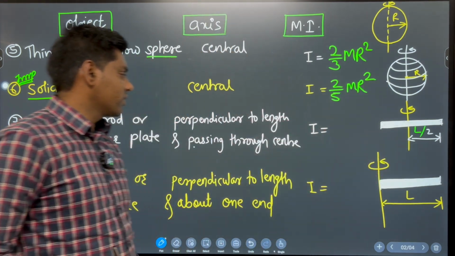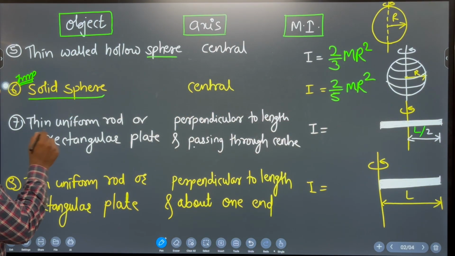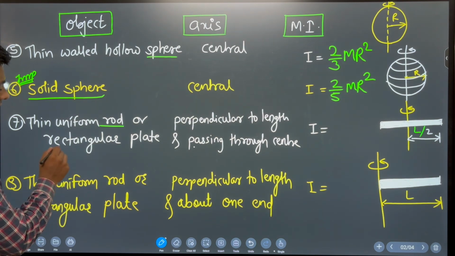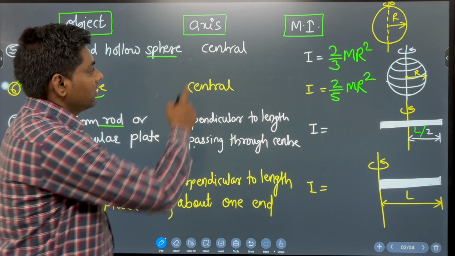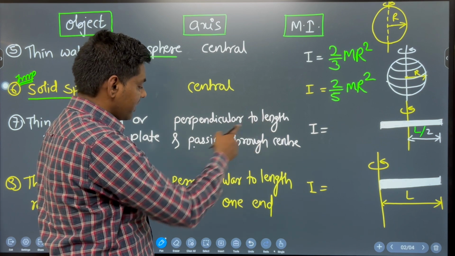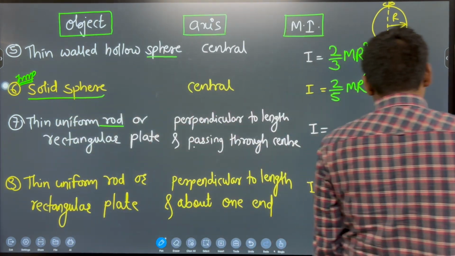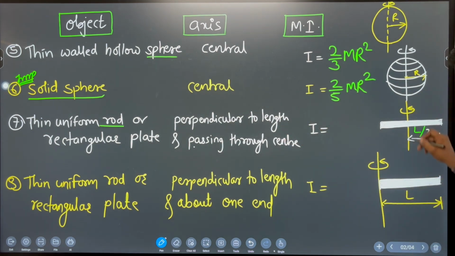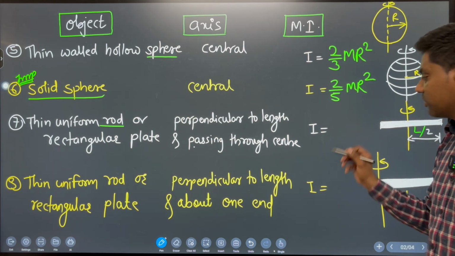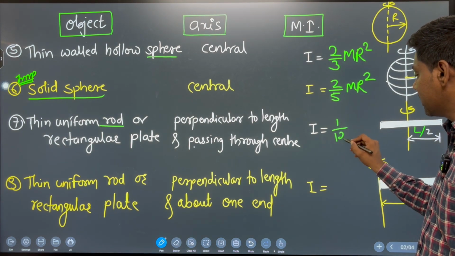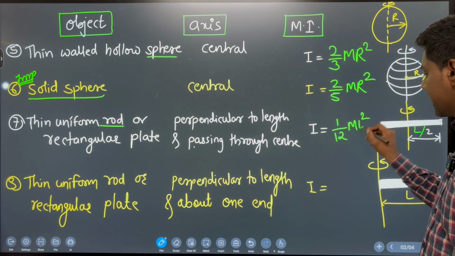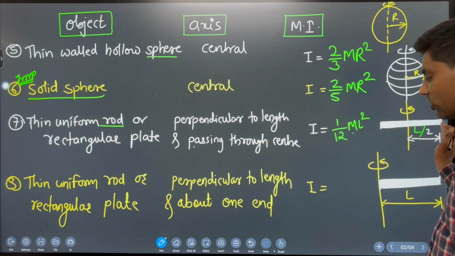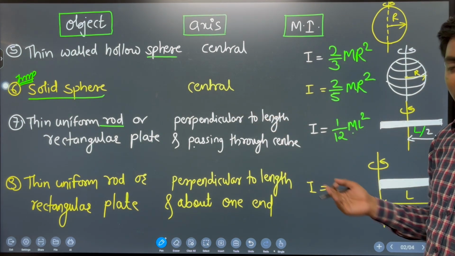So next shape is the thin uniform rod or rectangular plate, whenever the axis is perpendicular to its length and passing through its center. Now this is the diagram of the thin rod or rectangular plate. We consider that this is the axis perpendicular to its length and passing through its center. So remember the formula, very simple, that is 1/12 m l square, where m is the mass and l is the length of that uniform rod and rectangular plate.